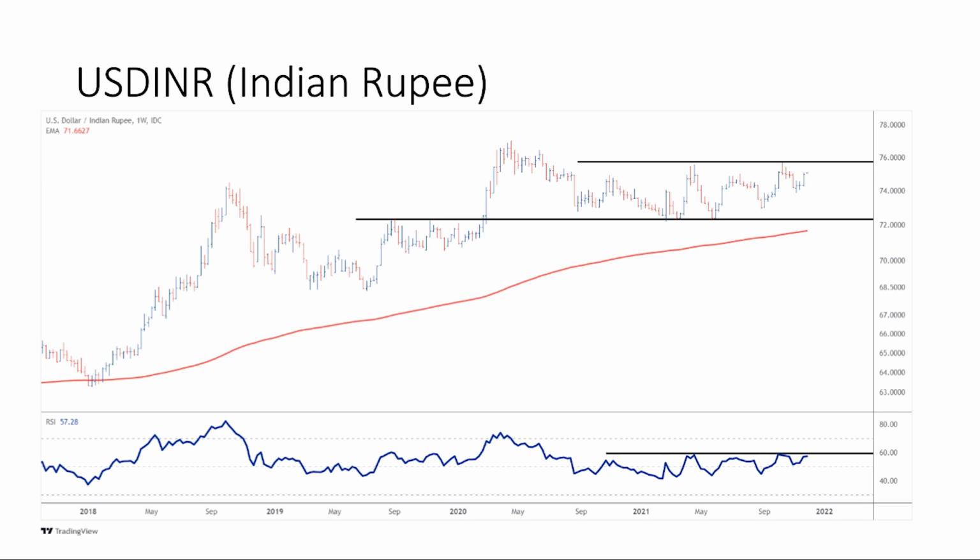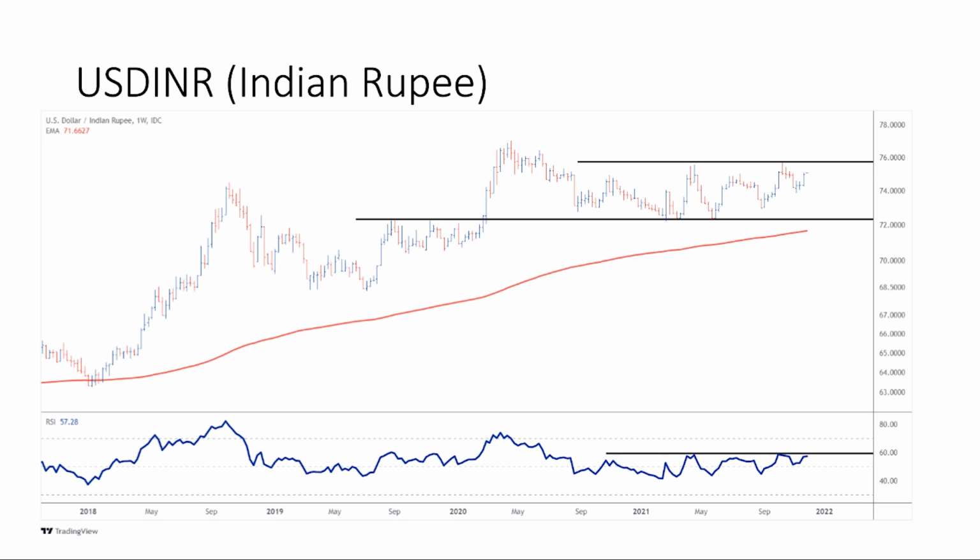And if you look at the chart over here, as I said, the weekly 200 red line is in favor of the dollar. And if you look at the momentum, any move over 75, 75.5 to 76, could trigger a fast and furious move towards 77, 78 levels, and eventually we might head towards 80 levels. And I still hold my view of 80 on the USD INR.